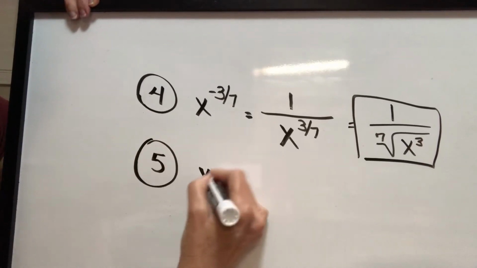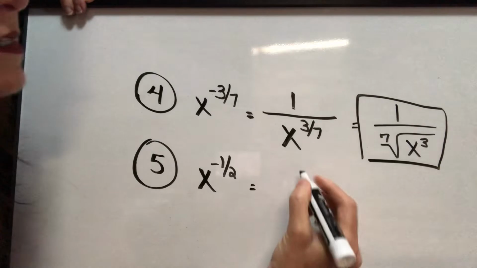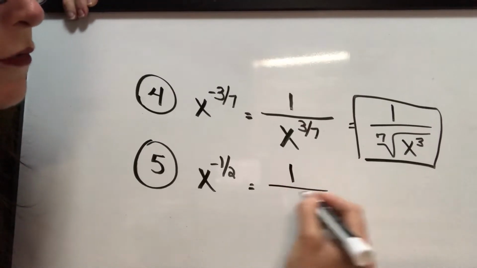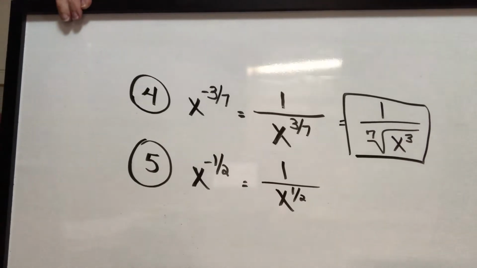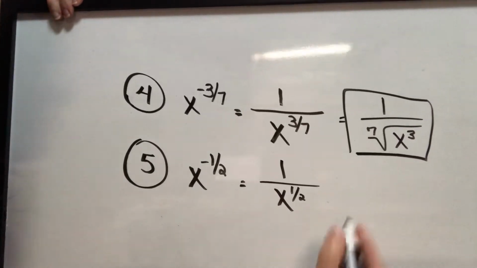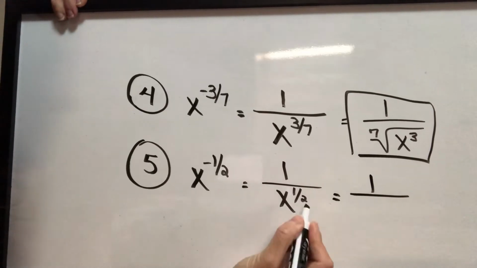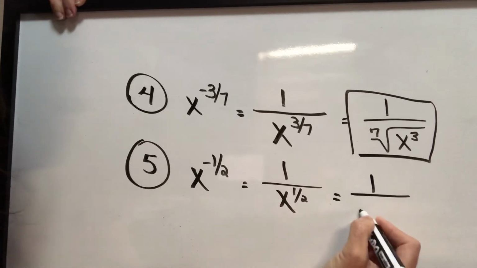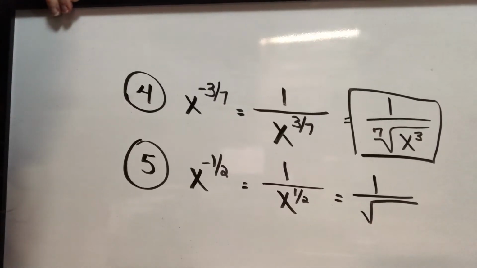So number 5, if you have x to the negative 1/2 power, that would be the same thing as a fraction, 1 over x to the 1/2. So now change that to a radical. So there would be a 1 in the numerator. And in the denominator, the 2 would make it a square root. You don't put the 2 there. That's understood that a square root is 2.